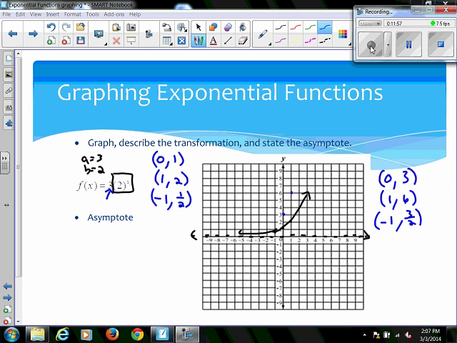Now, I still haven't had a vertical shift, so my asymptote does not change. Notice here, what does A make the graph do? A's making the graph stretch. So what is my description here? I have a vertical stretch by a factor of 3. My asymptote didn't change, so it's y equals 0.